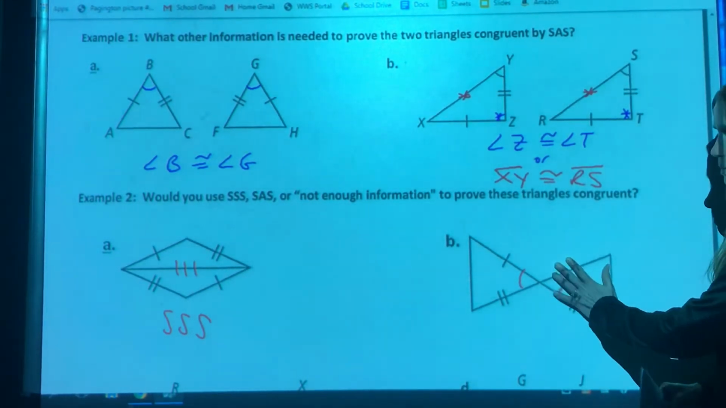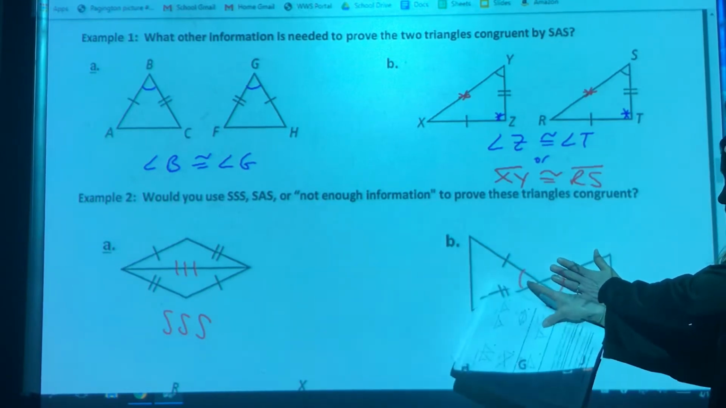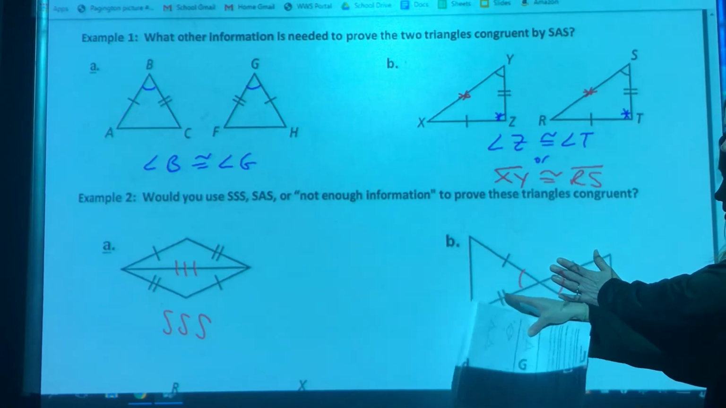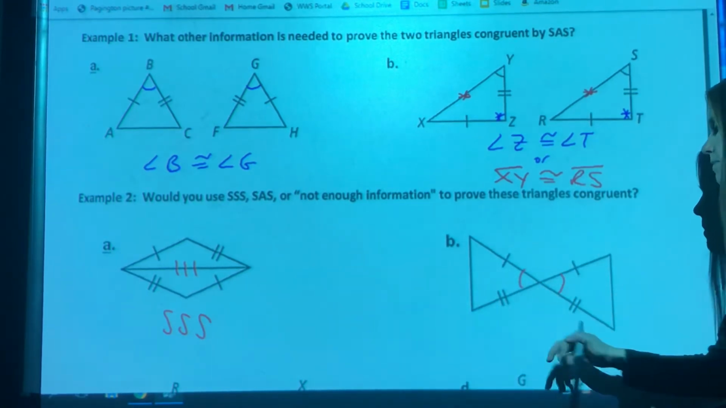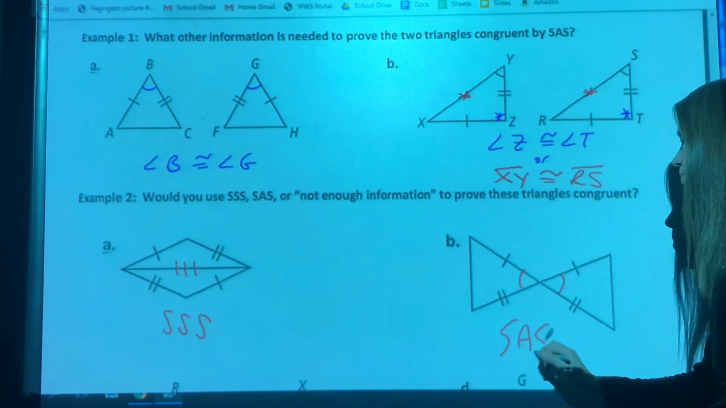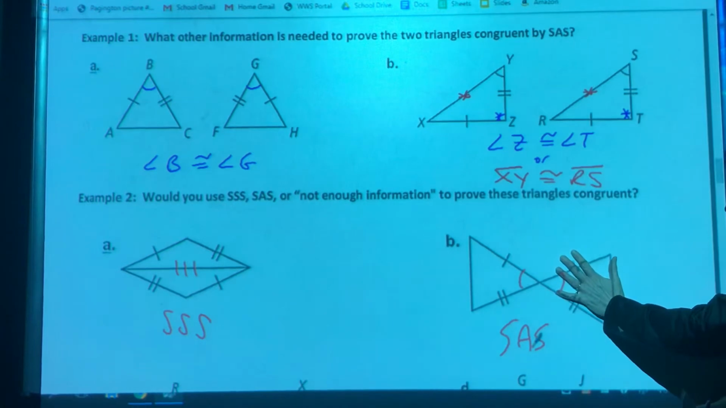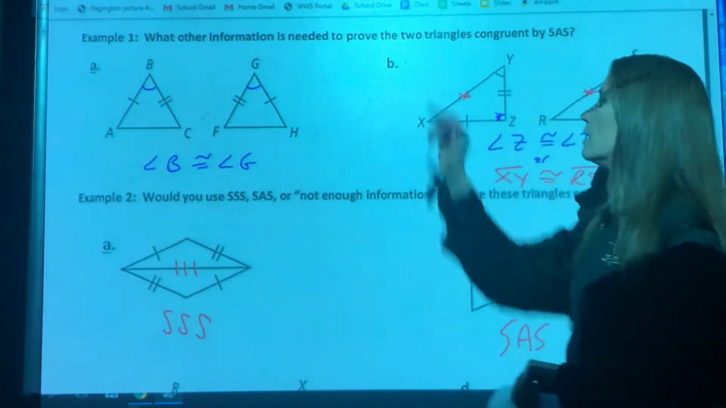So sometimes it helps people to cover up one of the pictures so they don't get confused. So if I want to name those markings, okay, I can see there's 2 sides marked and 1 angle, and the angle is right in between the 2 sides. So I would call this side angle side. Okay, so again, for some people, it just helps them not to be looking at all the markings at one time and just to be looking at one triangle at a time. So that one's side angle side. Okay, let's go ahead and get that moved up.